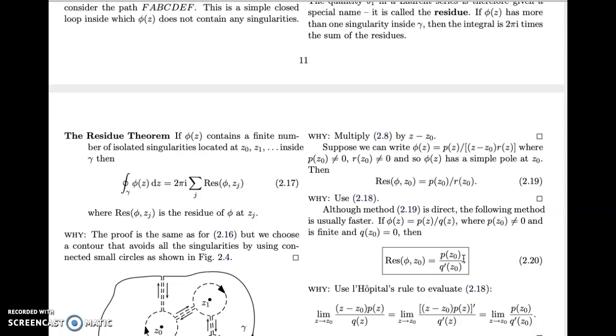Right, so if phi, your function, can be written as P divided by Q, where essentially at the singularity P must not be 0 and is also finite, and in order for you to get the singularity you must therefore have that Q at Z0 is 0, then the residue is simply P evaluated at Z0 divided by Q dashed evaluated at Z0. So very, very nice, simple formula.